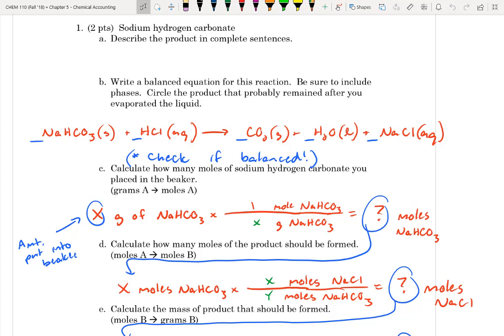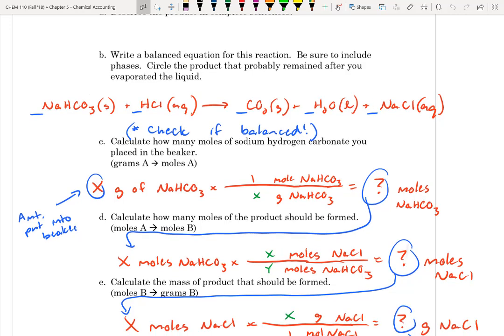So the first thing I would do is double check that this equation is balanced. If this equation is not balanced, none of your other answers might be right. So you have to start out with a balanced equation. All right?